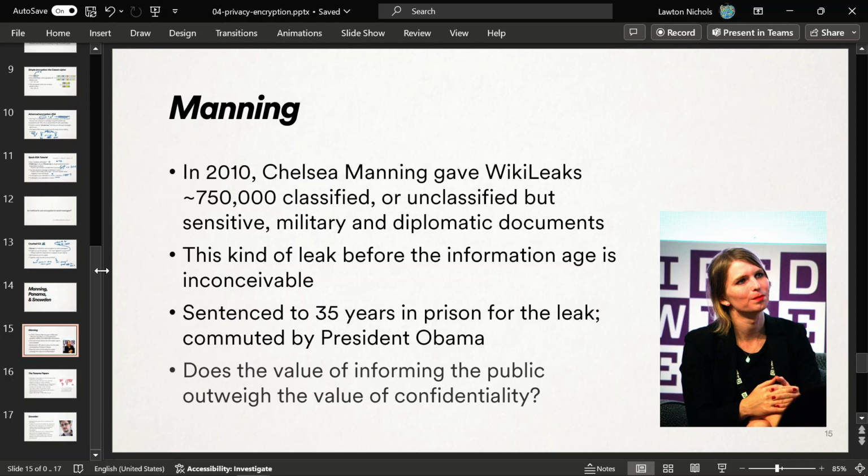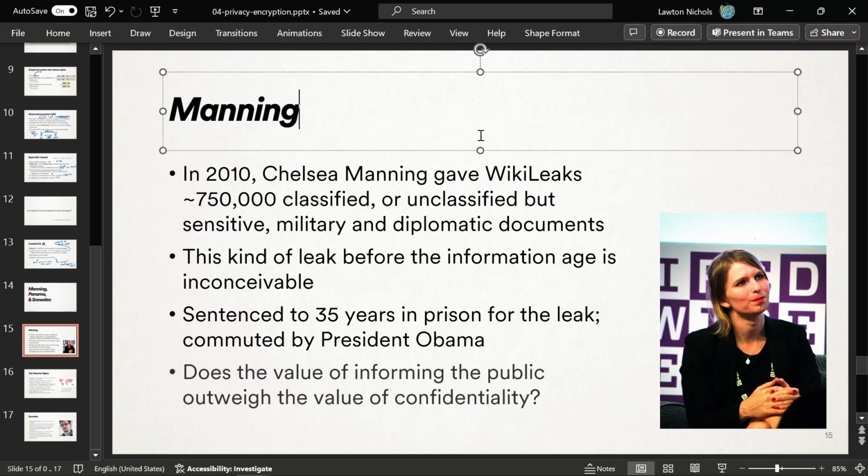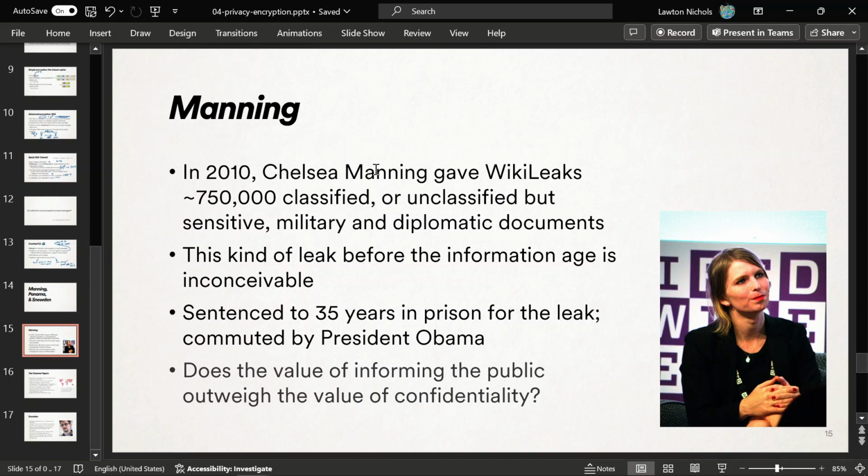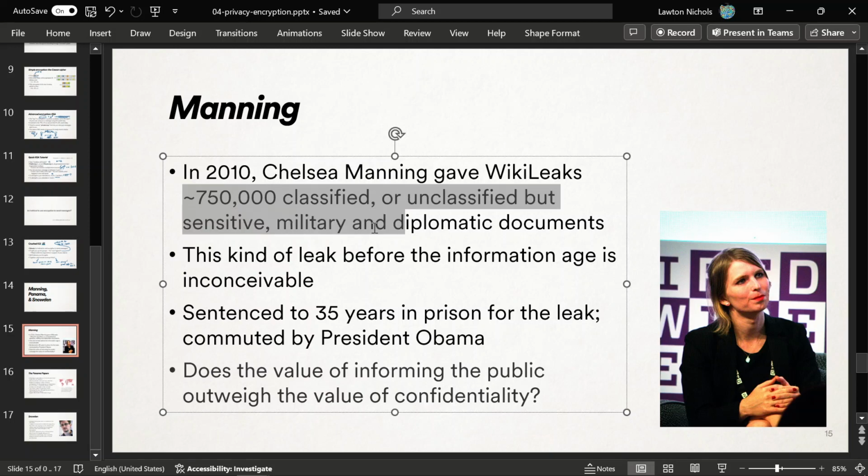Okay? So back in 2010, Chelsea Manning, who I think was in the military at the time, it's been a while since I looked at her Wikipedia page, gave WikiLeaks, if you remember that, a big controversial place that posts stuff they didn't own, almost 1 million classified or unclassified but sensitive military documents and diplomatic documents. Okay, so very important stuff that nobody was supposed to look at.